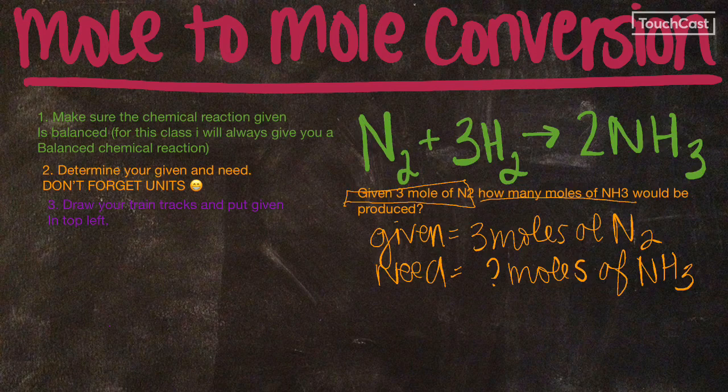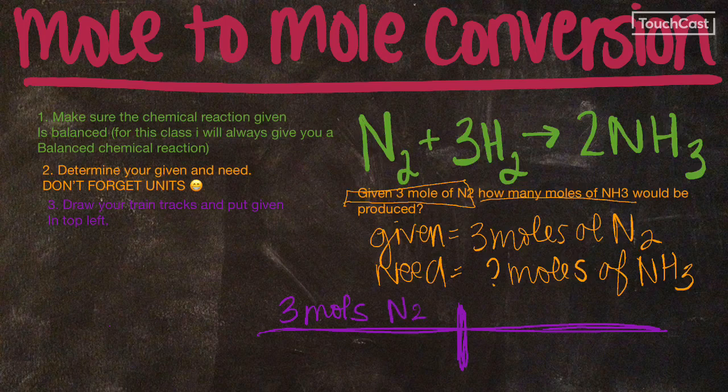Alright guys, step 3 is to draw your train tracks and put your given in the top left. So you draw me your train tracks, which are going to look like this. And in the top left, you're going to put your given. So, 3 moles of N2.